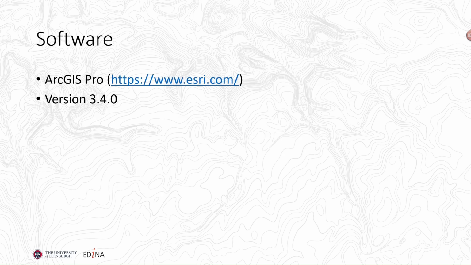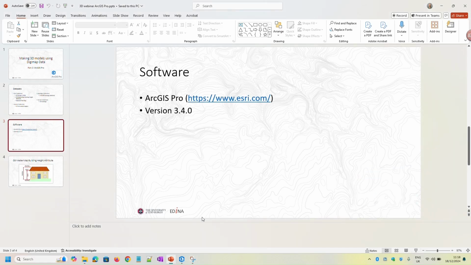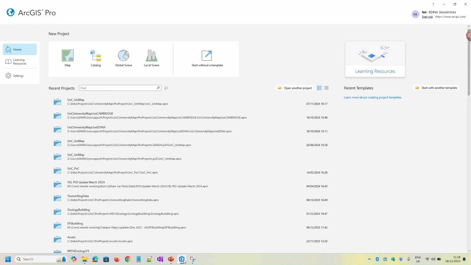Now, as I said at the start, the software we're going to use is ArcGIS Pro. It's available from the esri.com website, and the current version is 3.4.0. That's what we'll be using today. So without further ado, we will jump into the software and we will start building up a project.